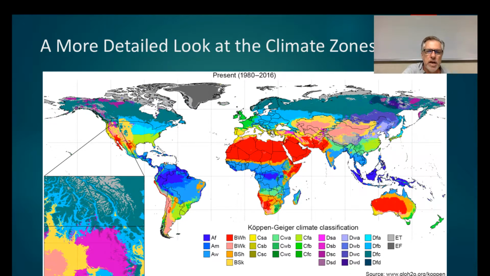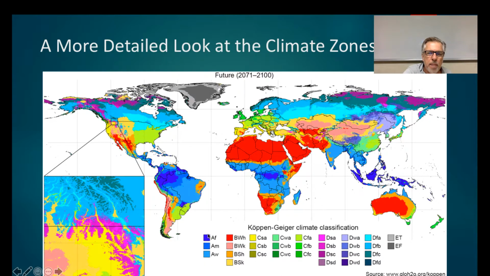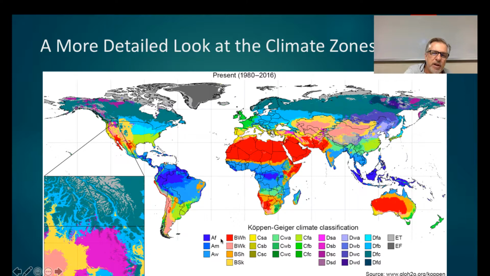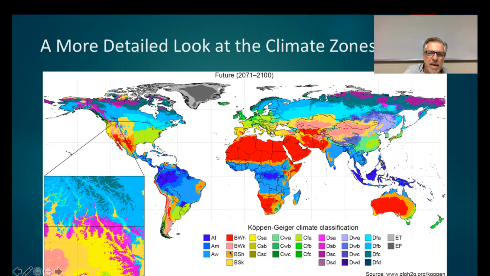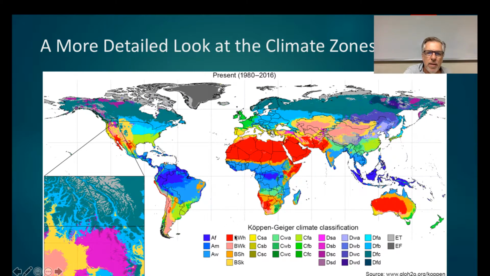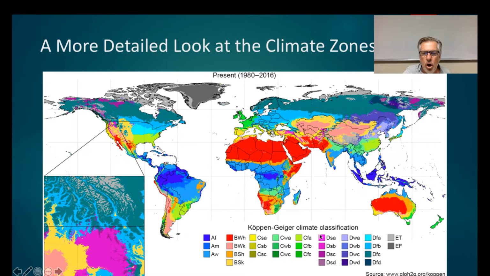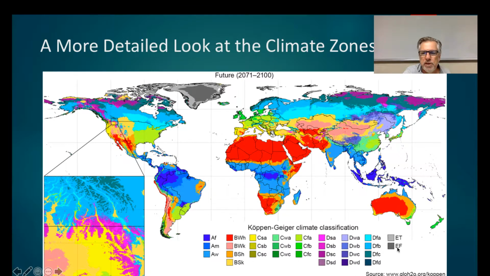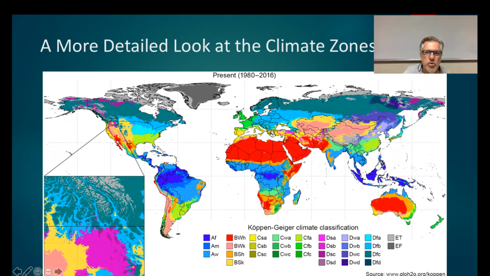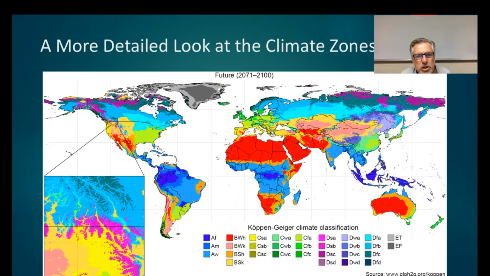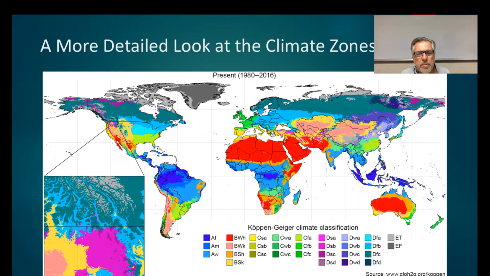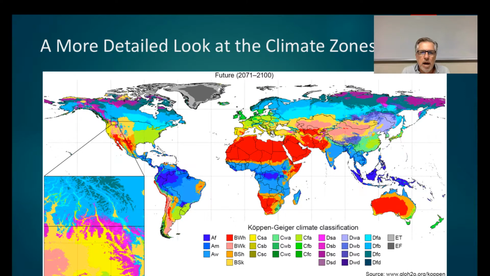So if you look here, the blue is all tropical climates, and they have the prefix A. Those with the prefix B are all dry climates. Those with the prefix C are all temperate. Those with the prefix D are all continental climates, and then with the prefix E, those are polar climates. So you can see, here's what it looked like from 1980 to 2016, and here is the prediction for about 100 years from now. I'll let you watch this for a few cycles, and then we'll move on.